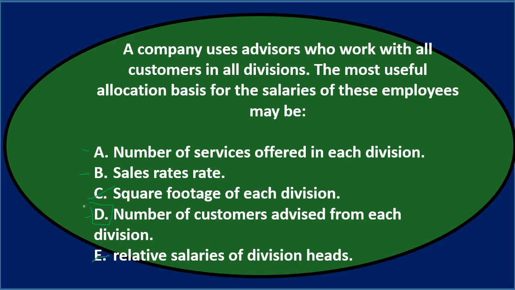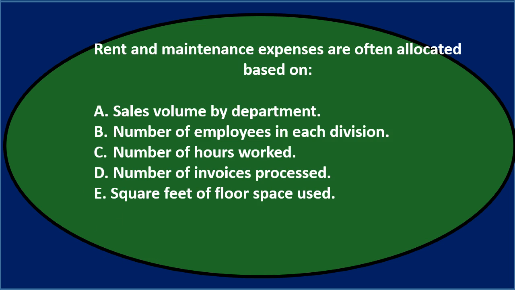A company uses advisors who work with all customers in all divisions. The most useful allocation basis for the salaries of these employees may be D, number of customers advised from each division. Next question. Rent and maintenance expenses are often allocated based on A, sales volume by division, B, number of employees in each division, C, number of hours worked, D, number of invoices processed, or E, square foot of floor space used. Let's go through this again.